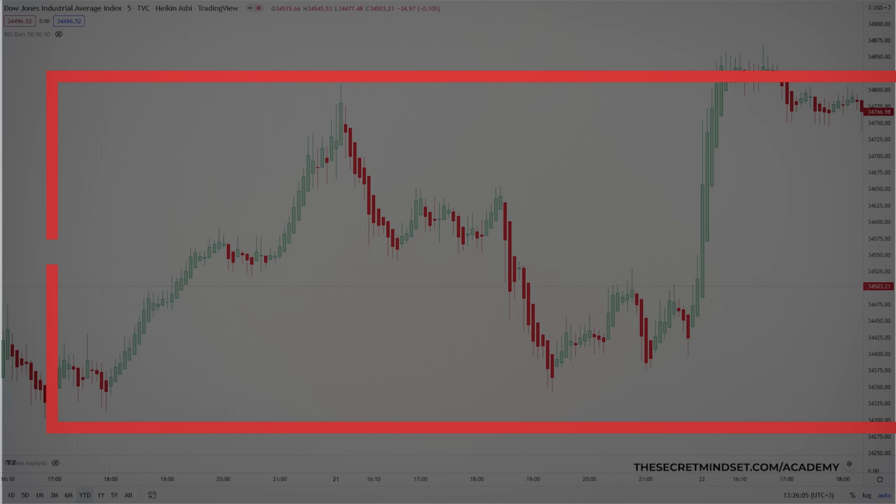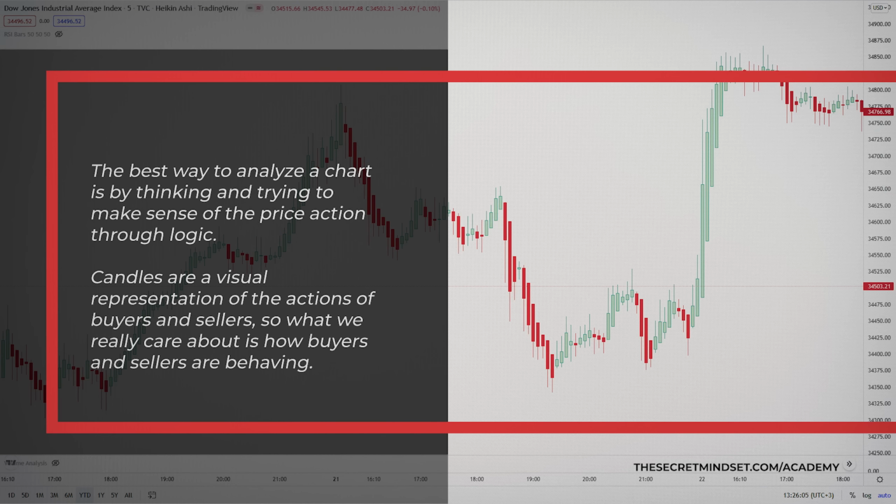Always remember, the best way to analyze a chart is by thinking and trying to make sense of price action through logic. Candles are a visual representation of the actions of buyers and sellers. So what we really care about is how buyers and sellers are behaving.